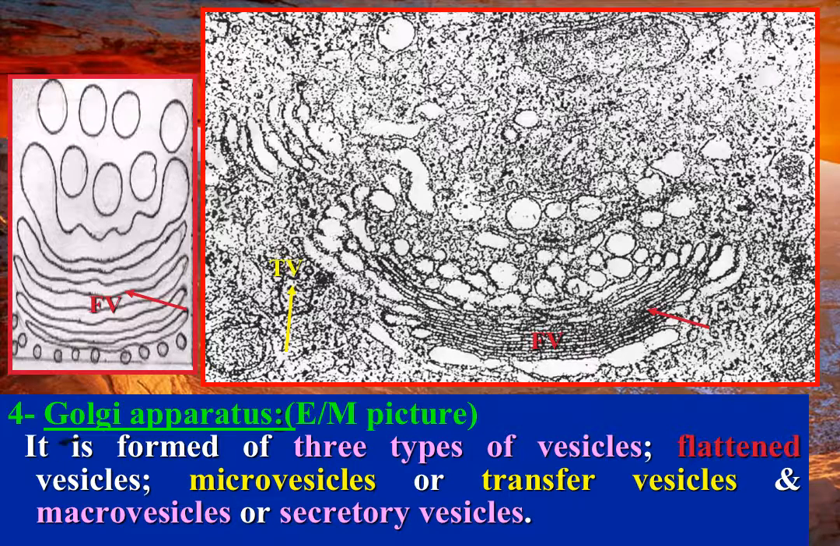Microvesicles or transfer vesicles are the small vesicles close to the convex immature surface of the flattened vesicles. Macrovesicles or secretory vesicles are large distended vesicles that separate from the periphery of the mature face of the flattened vesicles.